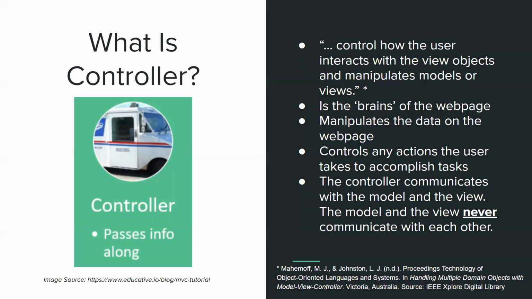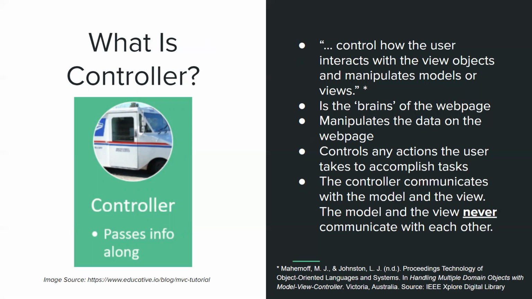Next up is the brains of the operation, or the controller. The controller controls how the user interacts with view objects and manipulates models and views. As stated, this is the brains of the web page or the application. It manipulates the data on the web page or the application. The controller controls any action that the user takes to accomplish a task. Anything that needs to be done, the controller is responsible for making it happen.